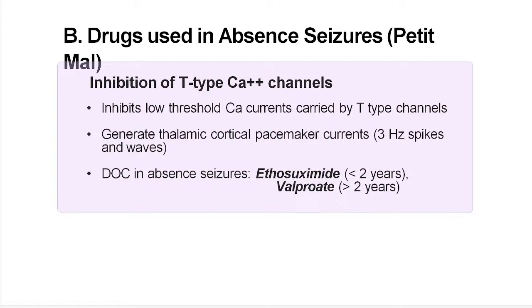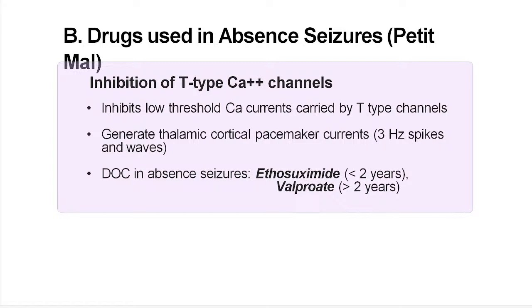Here it is mentioned that ethosuximide is the drug of choice for less than 2 years of age. Some books also mention less than 5 years of age. And valproate is the drug of choice for more than 2 years or more than 5 years of age. There is a reason behind that. Valproate is actually as effective as ethosuximide. It has a more proven track record.